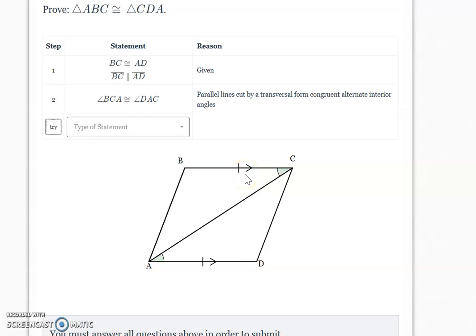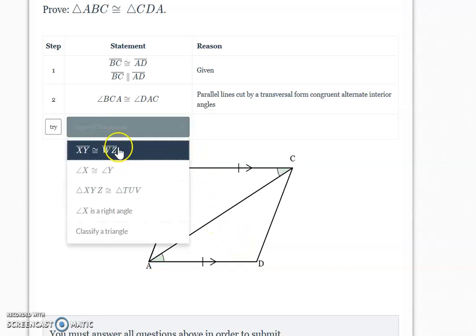So this one has two options. We could say that this other angle over here is congruent to this one because those are also alternate interior. That would give us angle, angle, side. But I'm going to do another one just to show you. Another thing that we can do is we know that side AC is congruent to itself. So AC appears in this triangle and it appears in this triangle, and it's going to be congruent to itself.